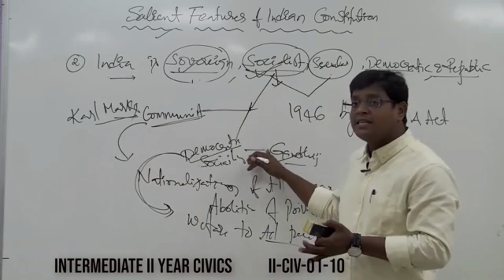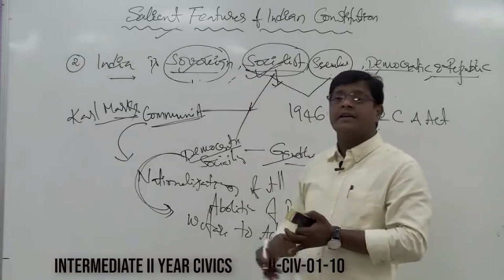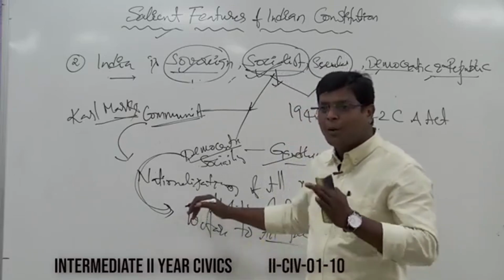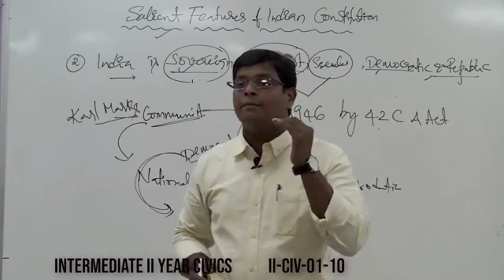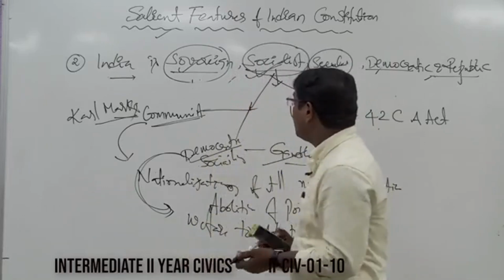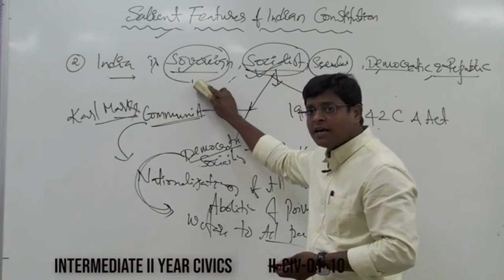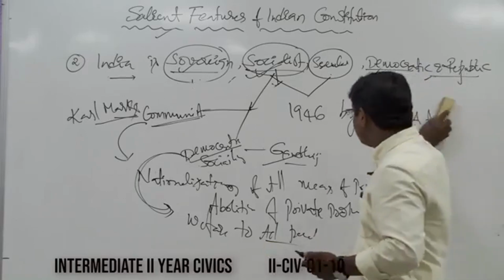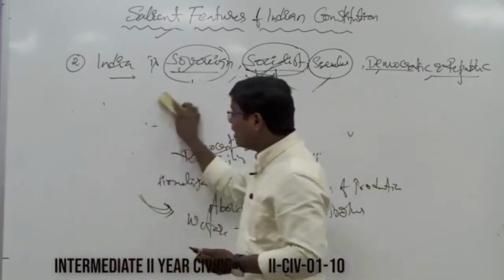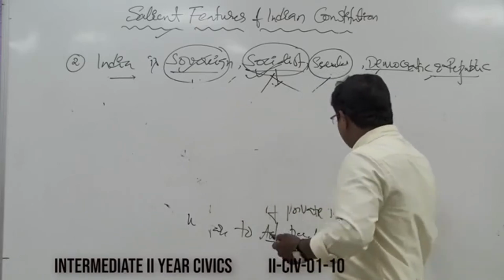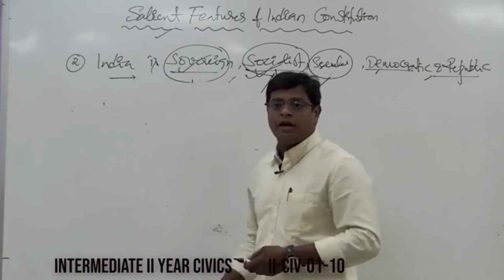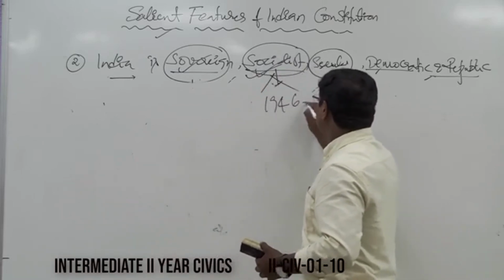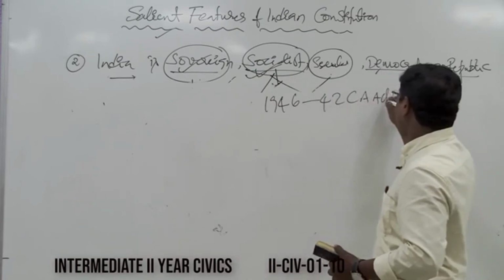Clear, all of you? Is India considered a socialistic state? Yes, India is considered a socialistic state because India is taking responsibility to provide welfare to the people of India. So this is called socialist. India is a sovereign country. India is a socialist country. Then what about secular? Is India a secular state? Yes, India is a secular state. Was the socialistic word present in the original constitution? No, it was introduced in the year 1946 by the 42nd Constitutional Amendment Act.